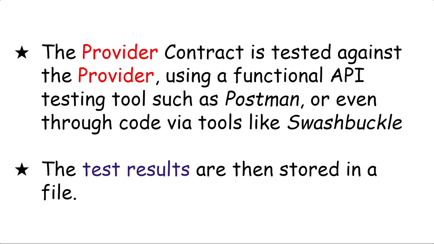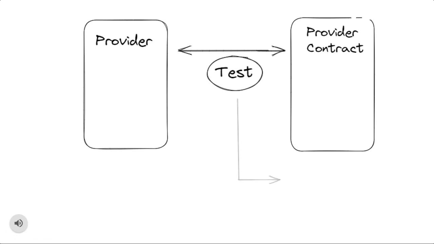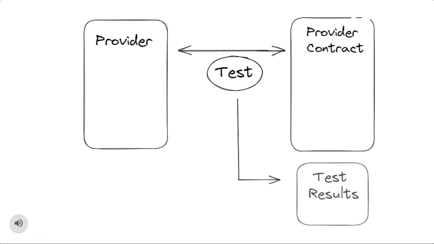The provider contract is validated by testing it against the provider using any functional API testing tool such as Postman, or even through code using tools like Swashbuckle or Schemathesis. The test results are stored in a file which is later uploaded to pact flow along with the provider contract. As mentioned previously, you can see here that the provider contract, that is the OpenAPI documentation, is tested against the provider, and the test results are stored into a file.